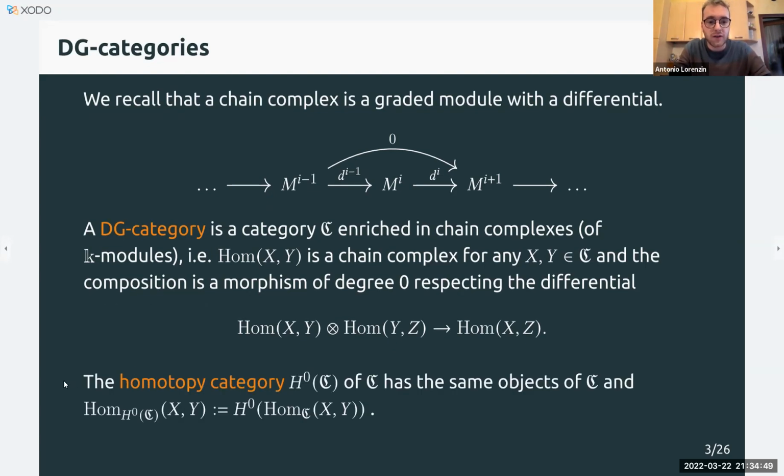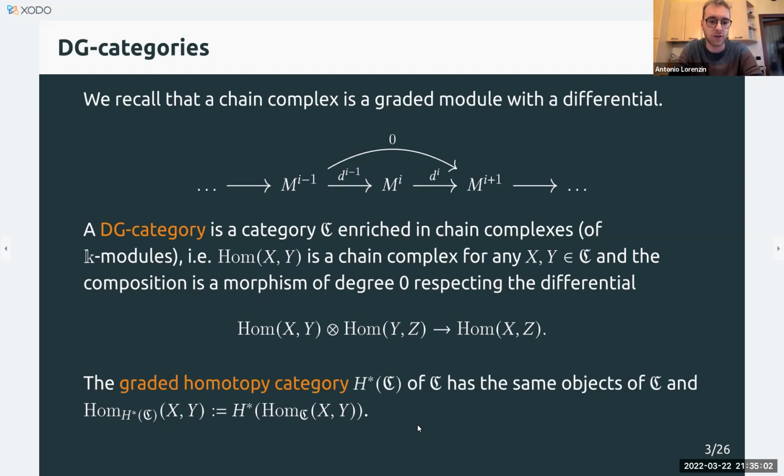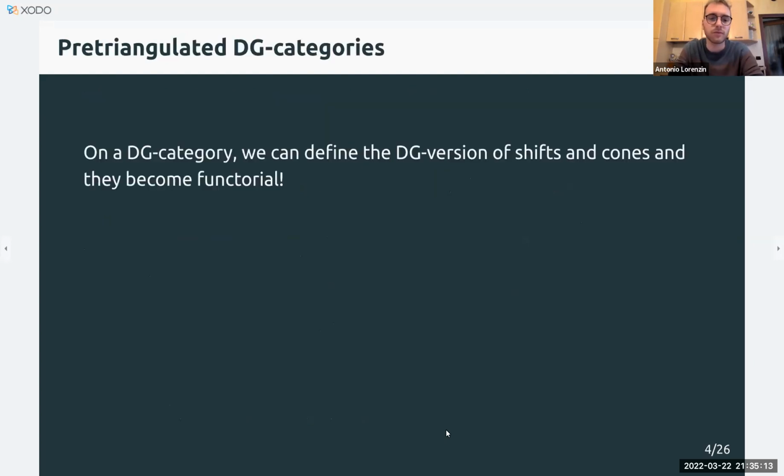The important part is the homotopy category, as we will see, which is H0 of C, and it has the same objects, but now the morphisms are just the homology at 0. And of course, we can do the same thing for the graded homotopy category, which is just considering all homology modules. The important part is that on a DG category, we can define the DG version of shifts and cones of the triangulated categories. And in this setting, they become functorial. So we are very, very happy.